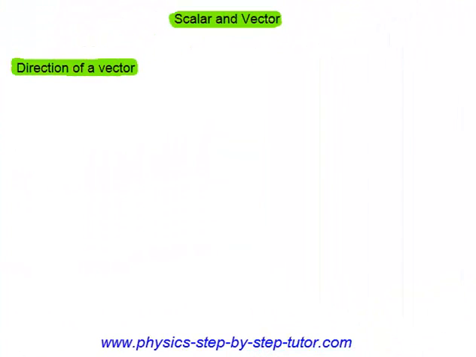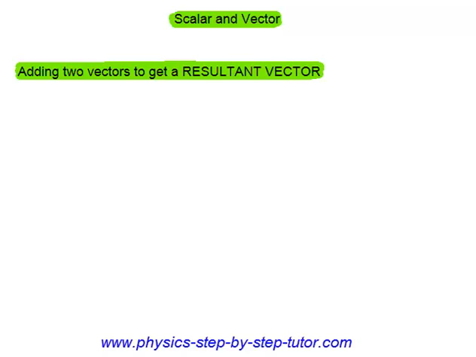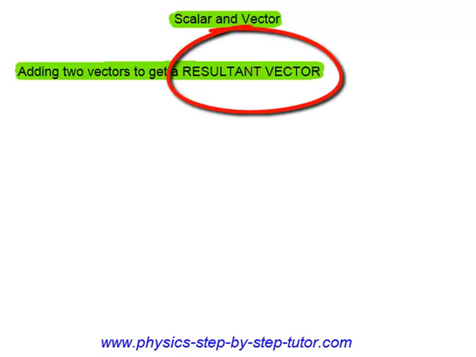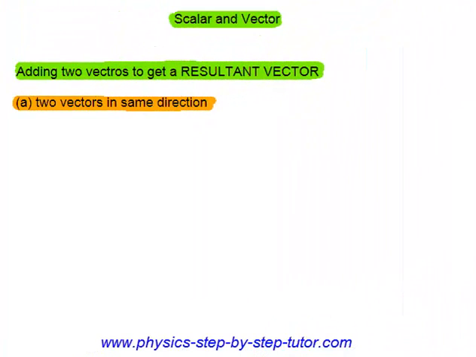So we have already looked at how we give the direction of a vector. An important section in physics is where we add two vectors or more to get a resultant vector. When we add two vectors, the sum is referred to as the resultant vector. There are several ways that we can use to add vectors. We are going to start with a very simple example.